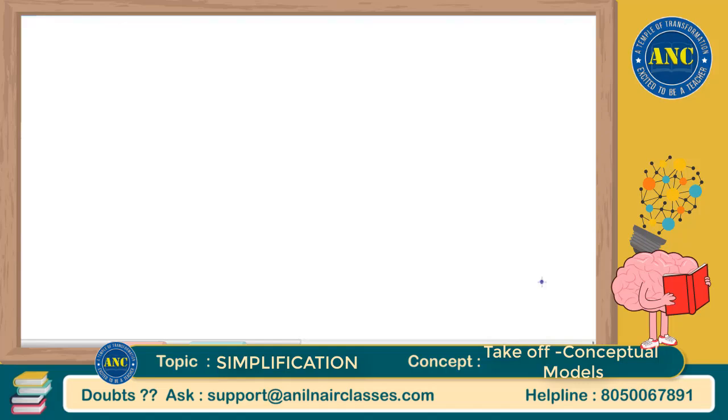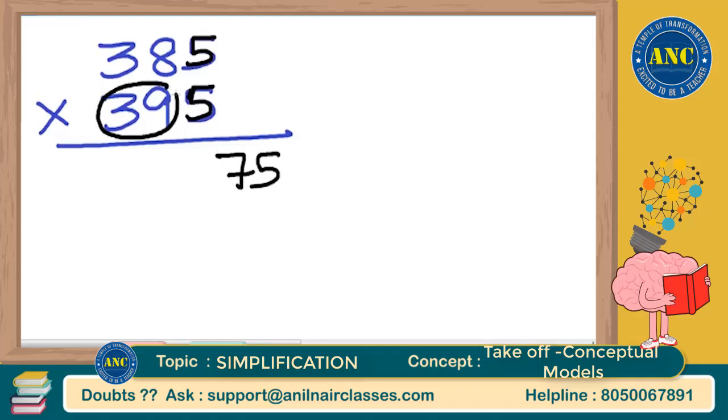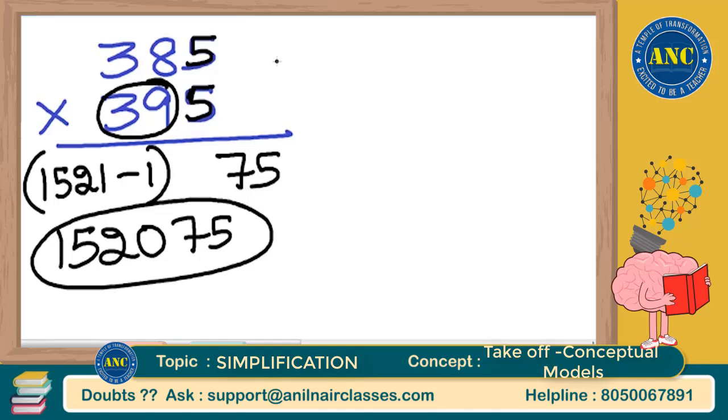You did not understand it, sir? Don't worry. Another example, 385 into 395. These two numbers have a difference of 10, and both are ending with 5. The last two digits should be 75. Take the bigger number, 39. 39 square is 1521. Subtract 1. Your answer is 152075. I believe the idea is clear.